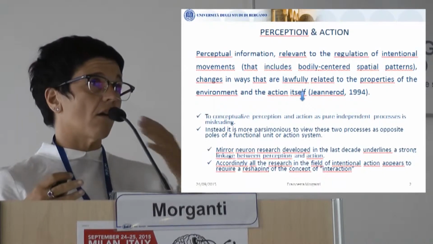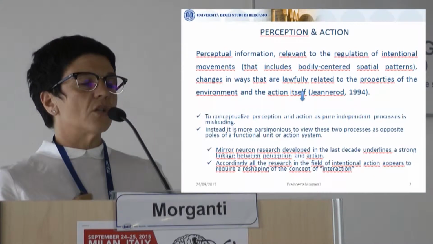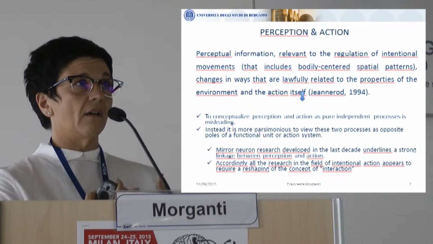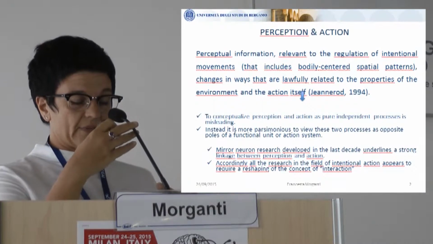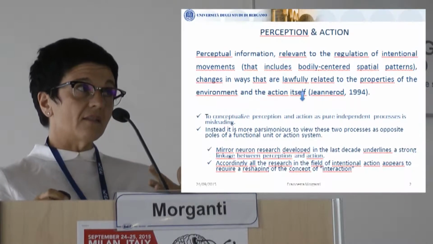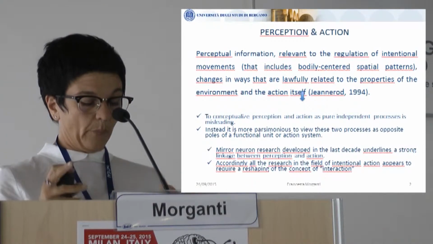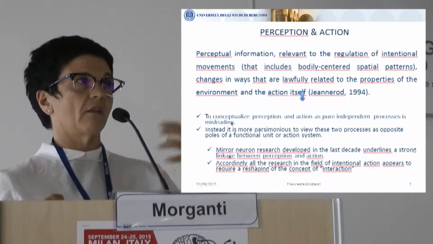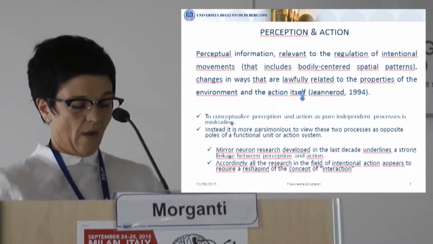Generally we start from a classical cognitive science approach in which I have a perception and then the movement reaction to it. Jean Rau changes this perspective and says that every time I'm perceiving something, I can't dissociate the movement from the perception. So to conceptualize perception and action as purely independent processes is misleading. Instead it's more parsimonious in terms of cognition to view these two processes as opposite poles of a functional unit of action systems. This is the idea of embodiment and the evolution of this concept: you act in the world by perceiving, in a circular way.